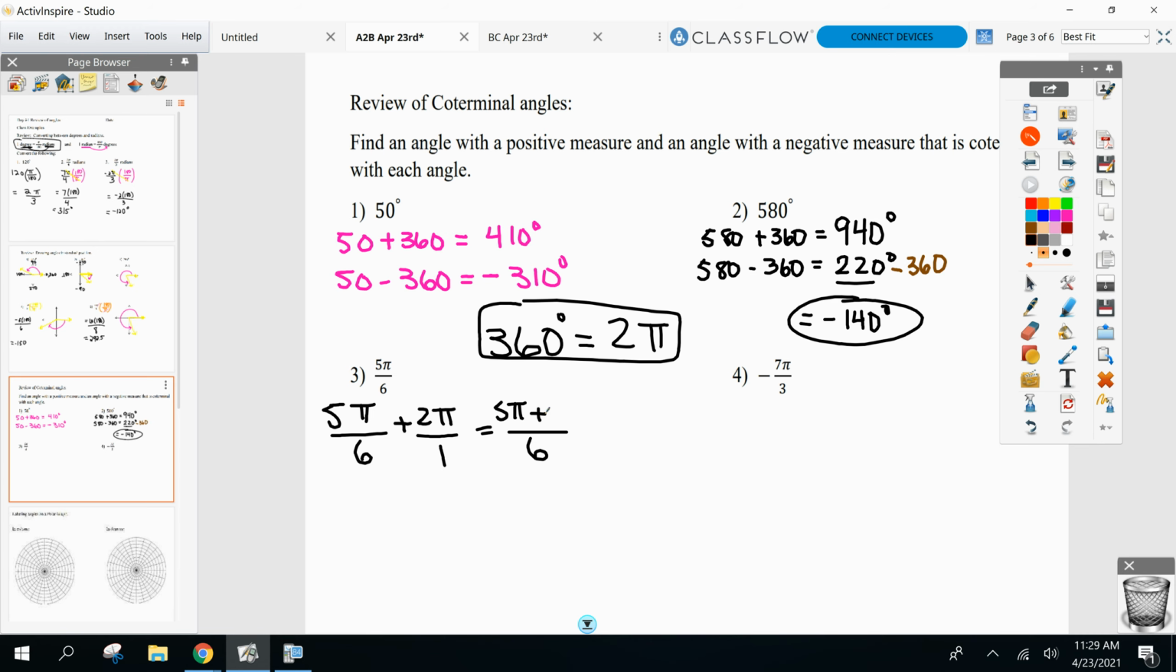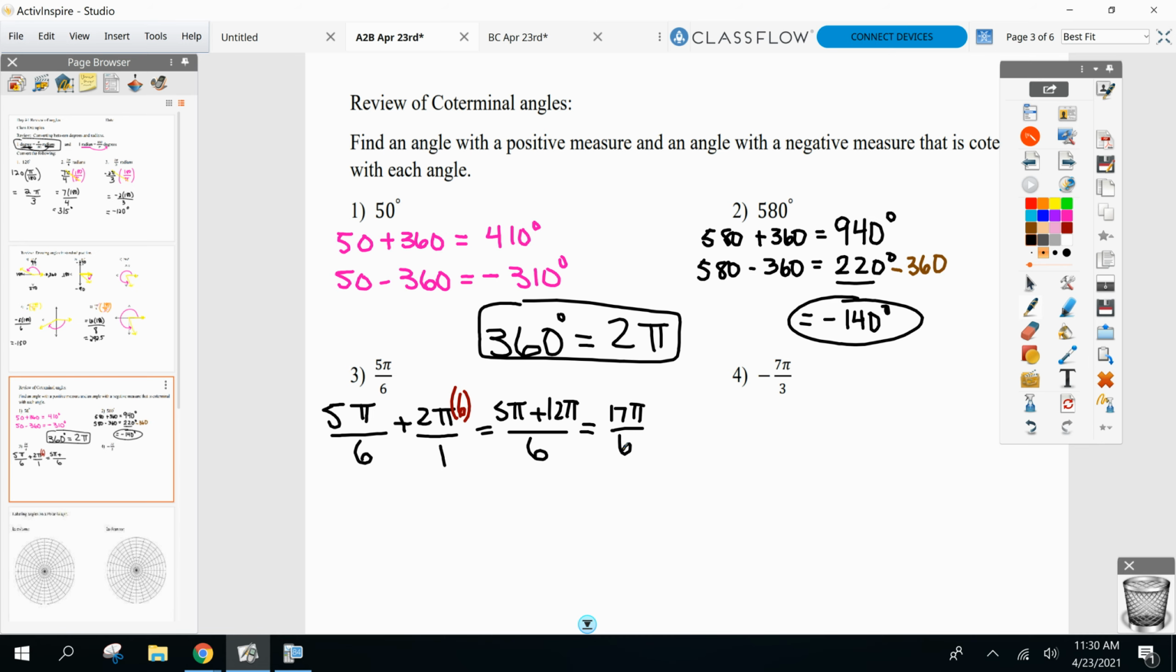All right, what do you have to multiply 2 pi by to make the denominators the same? Come on, you guys got this. You're just being shy. How do I turn a 1 into a 6? Multiply by 6. Yeah, done. Now it's 5 pi plus 12 pi. Done. So a positive angle would be 17 pi over 6. All I had to do was multiply 2 pi by 6.